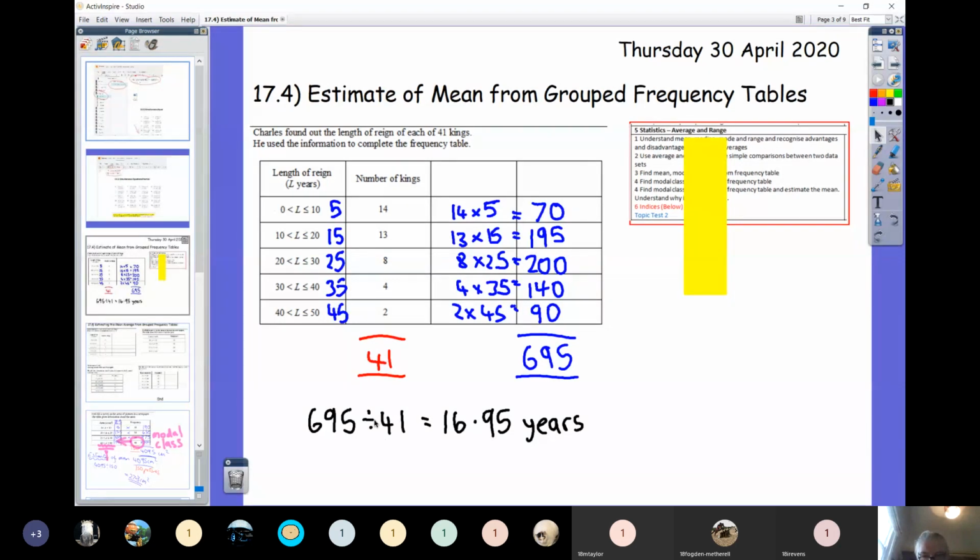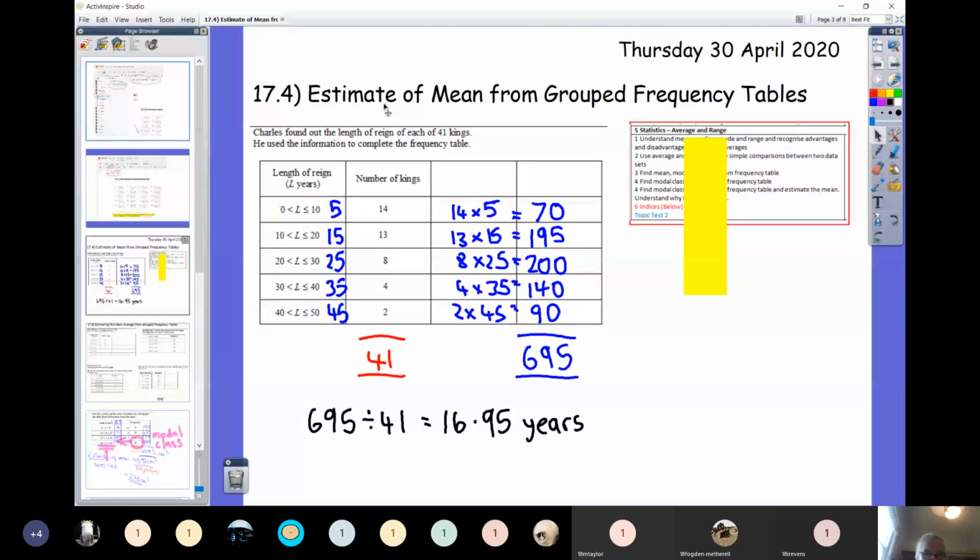Okay, 16.95 years. Now, one very big point here, okay, do not go and round this. Do not go and round this, okay? I know it is an estimate, but that doesn't mean that at the end you go and round it. You don't. The reason it's called an estimate is because our whole answer is an estimate, because of what we did right at the beginning, when we just had to assume the kings reigned for between 0 and 10 years. So that's why it's an estimate.